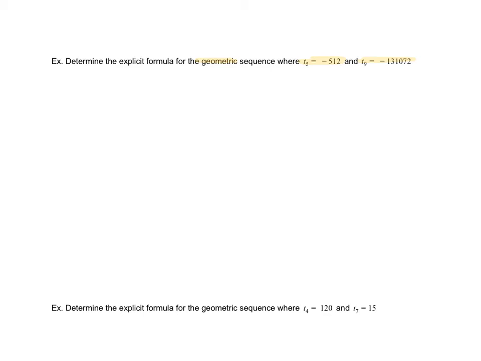And just like with the arithmetic sequences, I am going to put the number that is later in the sequence first. So I'm going to put T9 before T5. So for T9, I know that my number is negative 131,072. That's equal to A1 times R to the power of 9 minus 1, n minus 1. And then I'll do the same thing for the fifth number. And my fifth number is negative 512. And that's equal to A1 times R to the power of 5 minus 1.